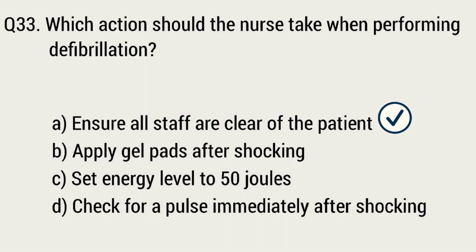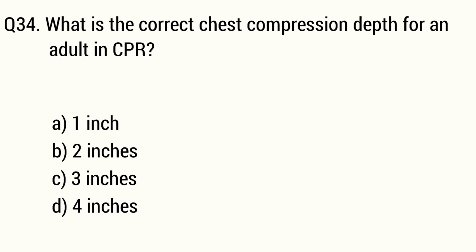Question number 34. What is the correct chest compression depth for an adult in CPR? The right answer is option C. 3 inches.